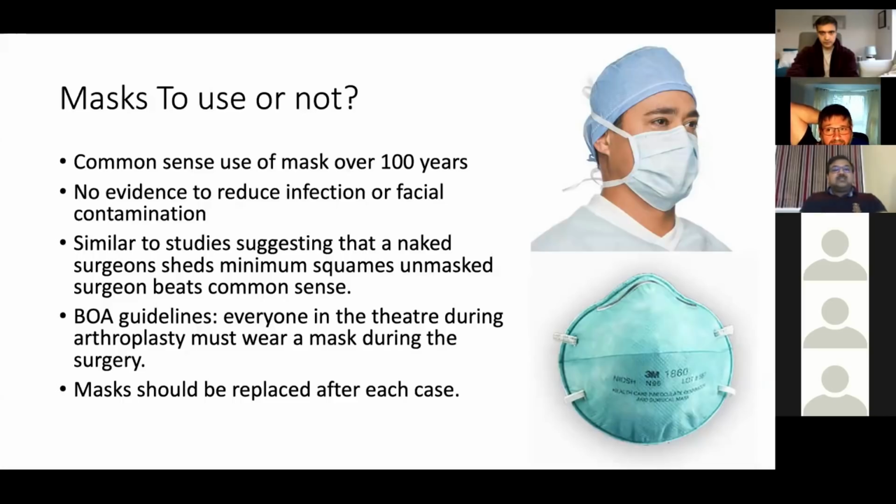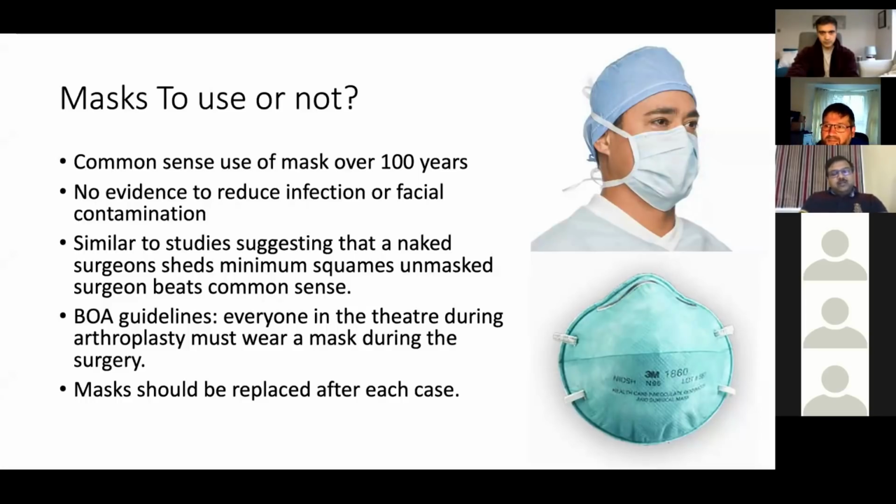Use of masks. Do we use masks? Yes, all of us do. Is there evidence? Probably not. There is no evidence that masks reduce infection or even facial contamination. A very interesting study I found says that a naked surgeon sheds minimum squames, which is similar to an unmasked surgeon. So basically, use of a mask is common sense.